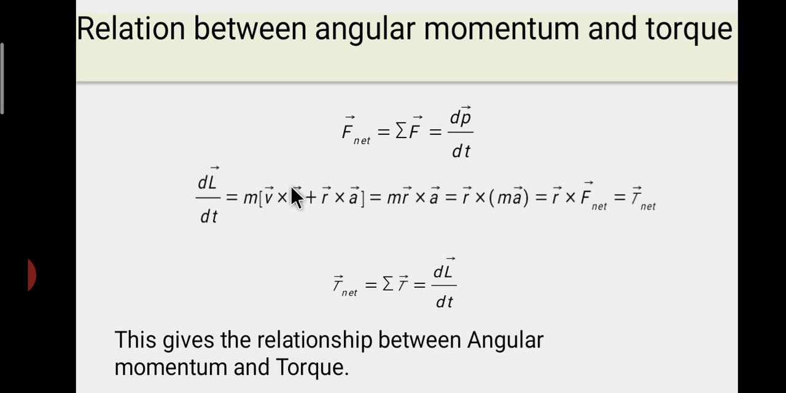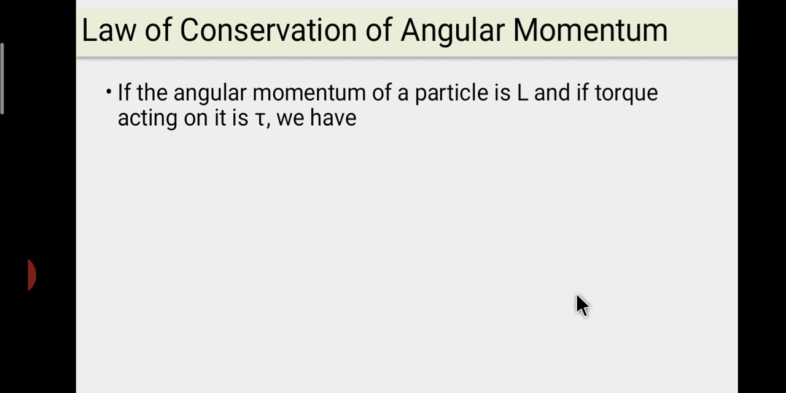So this term becomes 0, therefore it becomes m times r cross a vector. We know from Newton's second law that F = ma, so we can easily write r vector cross F vector, that is the perpendicular force acting on the system. Therefore the net torque is equal to dL/dt. This gives the relationship between angular momentum and torque.